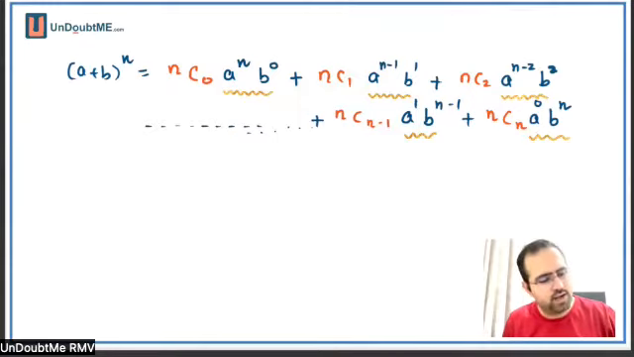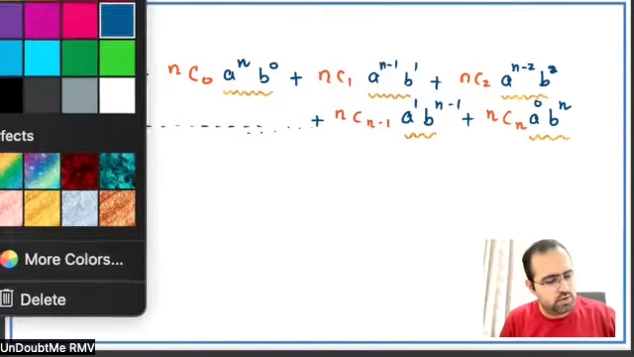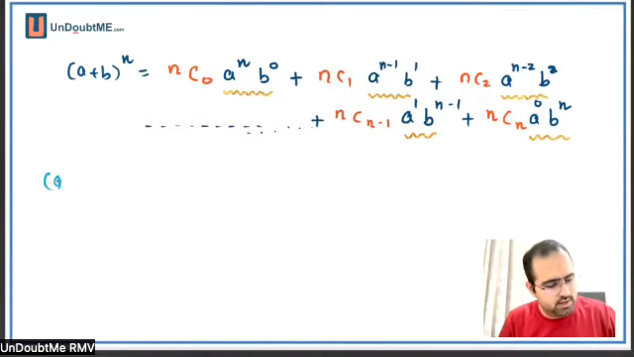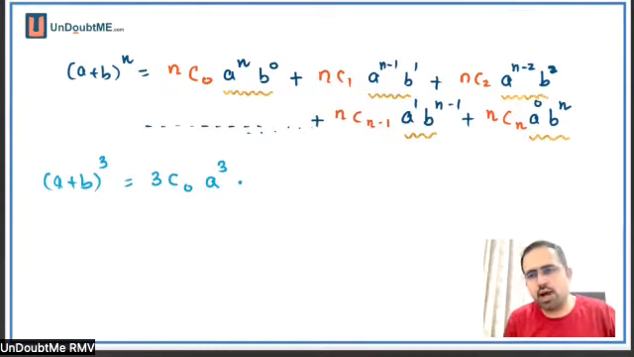Now I will simultaneously write one example with an actual number. Let's say I'll write (a plus b) to the power 3. So it will start with 3C0, a to the power 3. Now b to the power 0 we need not write. I am writing it so that you can understand it starts from b to the power 0, but ultimately it is 1. If you don't write it, it is okay. So from now onwards I am not writing it.